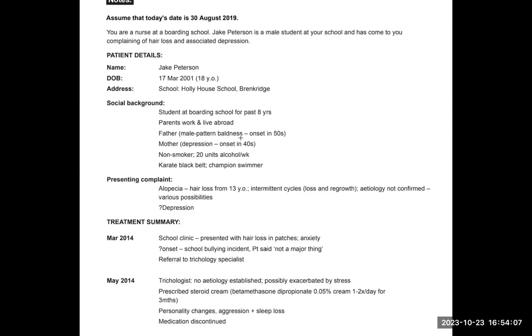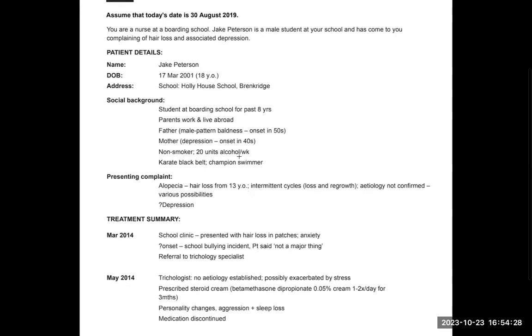Father, male pattern baldness, onset in 50s. Mother, depression, onset in 40s. So that is why he is having a mixture of both father and mother. These two histories become important, because the father has a history of hair loss, baldness, and the mother has a history of depression, and he is having both things at the moment. Non-smoker, 20 units alcohol per week, so not too much. Karate belt, champion swimmer. That means he's an active child otherwise.